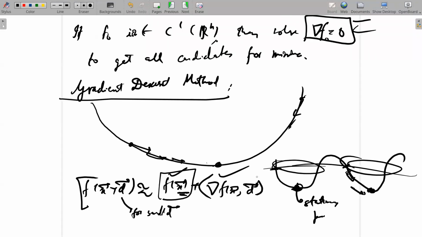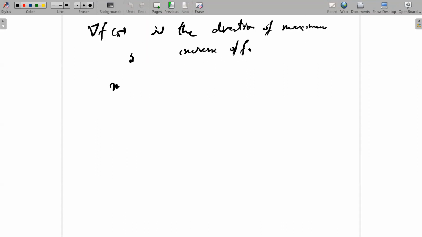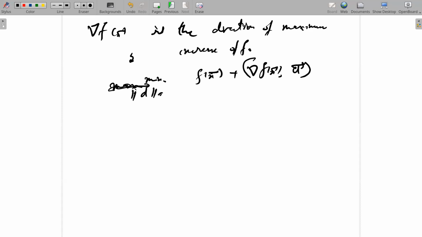And why so? Look at this expression. We want to maximize f of x plus d subject to d satisfying some norm condition, or in our case actually minimize f of x plus grad f x inner product d, subject to norm d equal to 1. In which direction should I move? Or norm d equals epsilon. I want to move a small enough step, otherwise the Taylor approximation itself does not hold. Here this is the Euclidean norm. So I want to figure out a direction d such that this is minimized.